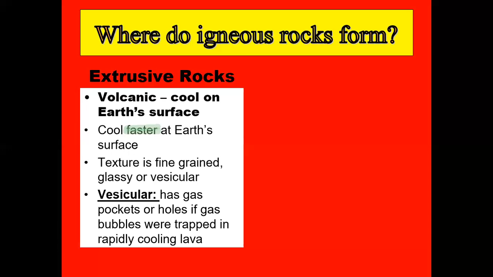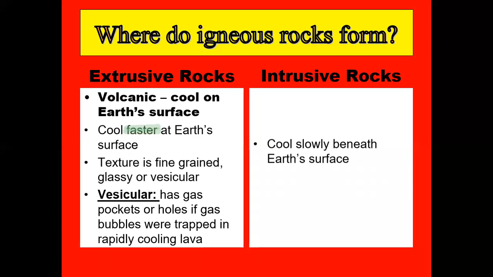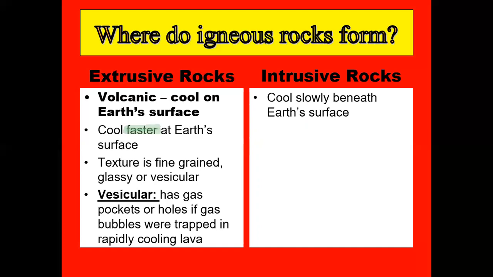On the other side, we have intrusive rocks. These are the things that are inside. Intrusive is almost quite literally the opposite of extrusive. Now you have things cooling slowly beneath Earth's surface. When things cool slowly, they have time to develop, and you get different characteristics, such as texture. Something that is coarse or very coarse, think of very rough sandpaper, versus something that's fine-grained, a little bit smoother, not as rough.